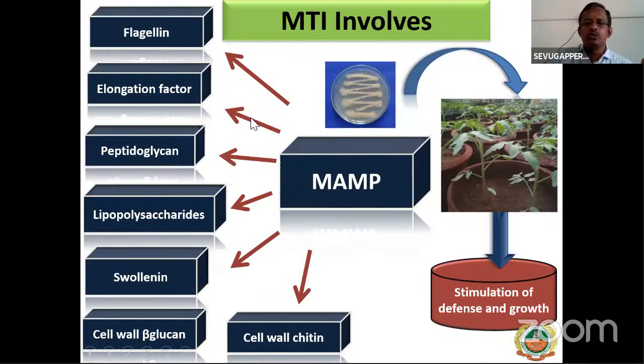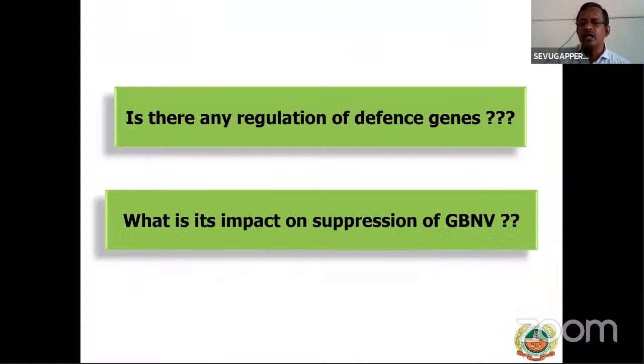The molecules found to be associated with triggering the immune response are flagellin, elongation factor, peptidoglycan, lipopolysaccharide, swollenin, cell wall beta-glucan, and cell wall chitin. These are the non-self molecules of bacterial origin, which are responsible for triggering MAMP-triggered immunity.